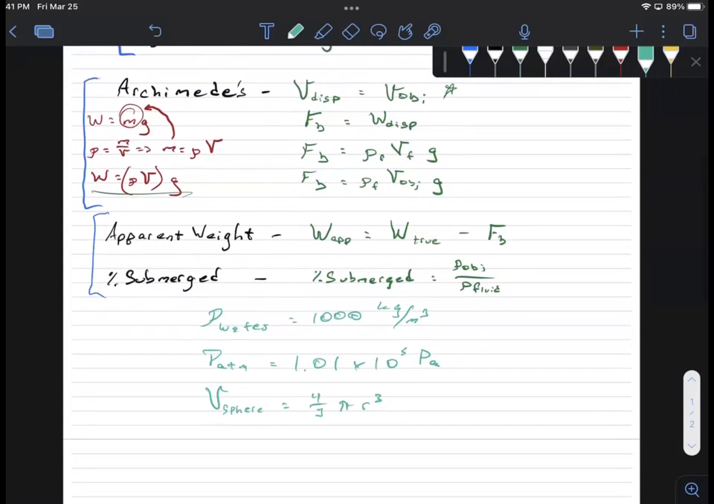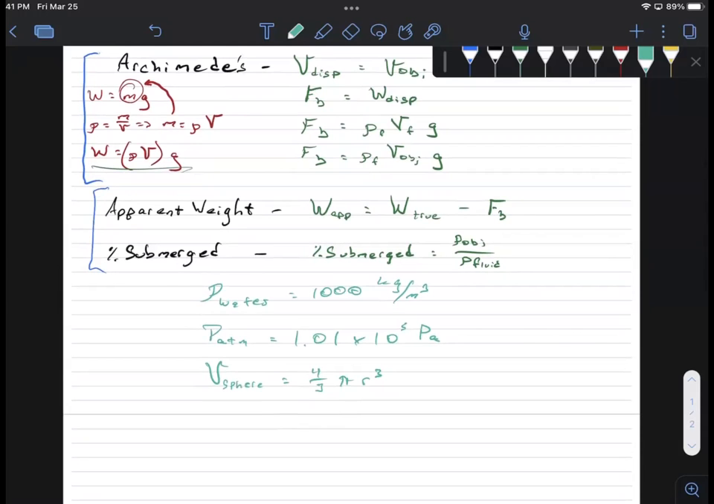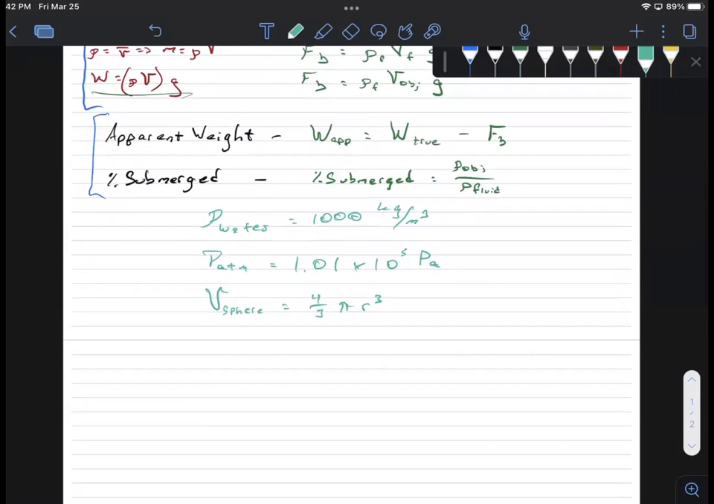Yeah, so if you remember, I think we did an example like this last time. It may be something like you have an object, let's say an object has a mass of 100 kilograms. Let's say it's a solid metal sphere of 100 kilograms and its radius is 50 centimeters. And you place it in the water and you want to know what its apparent weight would be. A question kind of like that.